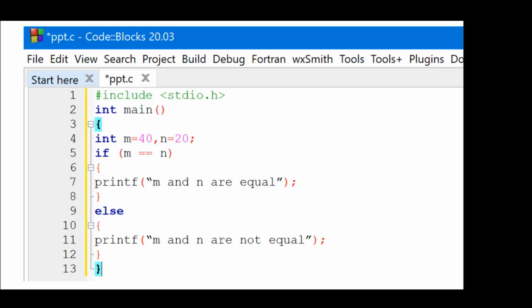But for the purposes of demonstrating how relational operators work, what we are doing basically here is that if m is equals to n, then a certain task needs to be performed. So in this case, the task will be that there will be a print on the screen as m and n are equal. Anything apart from that will mean that they are not equal. So the else part of the code would present that as well. Any question?